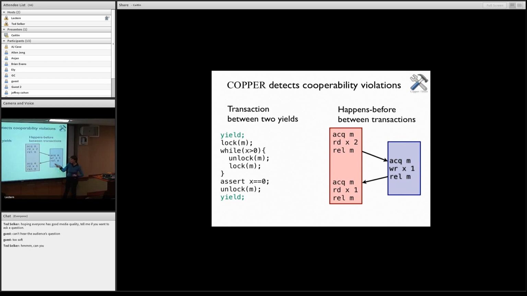However, there's also a happens before edge between this release and this acquire. So this transaction must happen before this transaction. Since there's a cycle in the transactional happens before graph, that means there's a missing yield right at the point where we notice the cycle. And so Copper will output an error: there's a missing yield at this line. Maybe you should look at that line and see if that yield was expected and you just didn't realize it, or if there's some kind of bug going on.